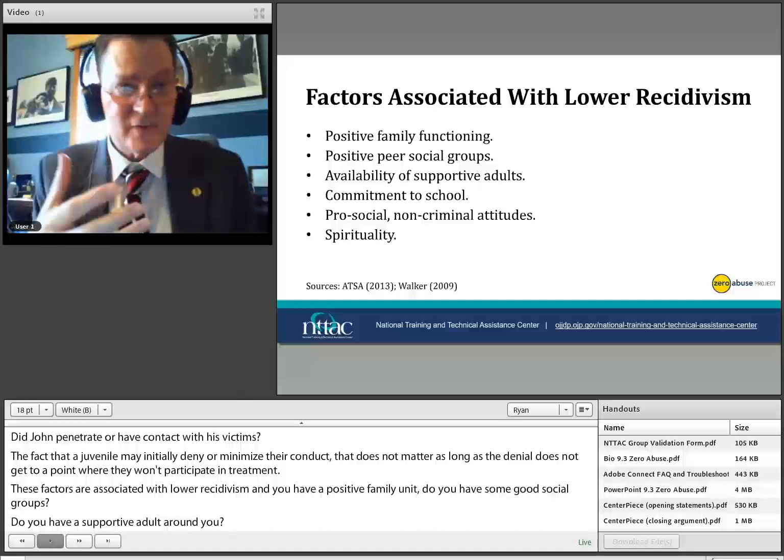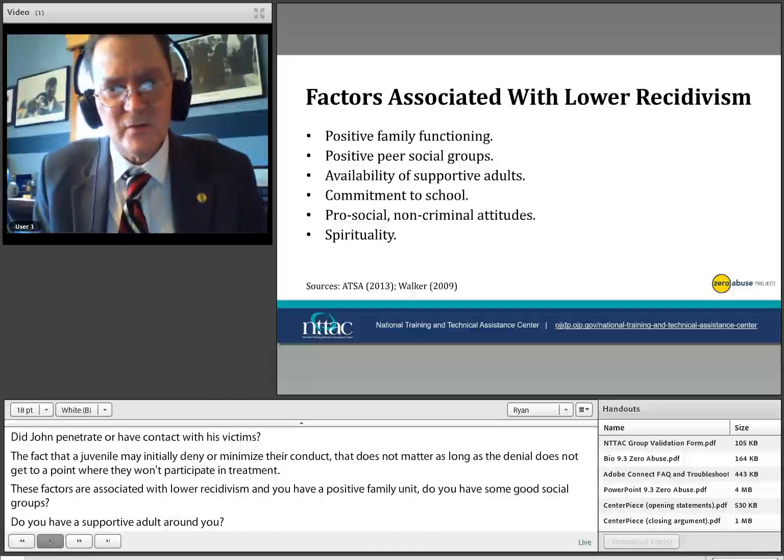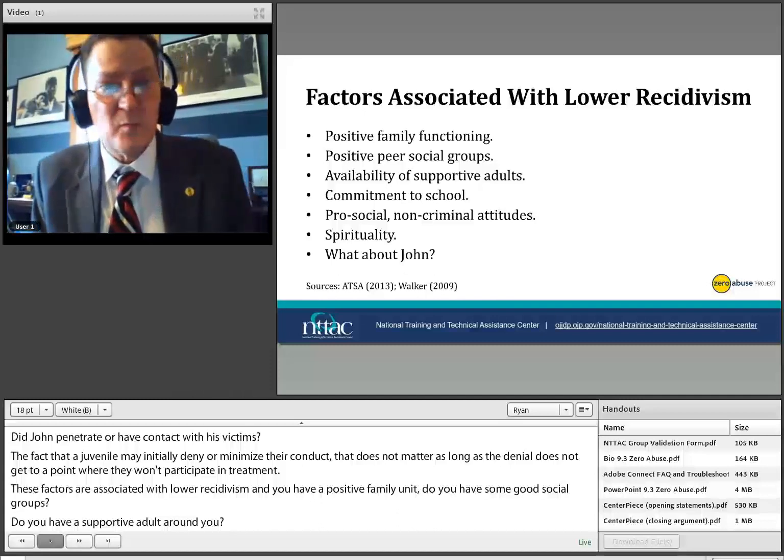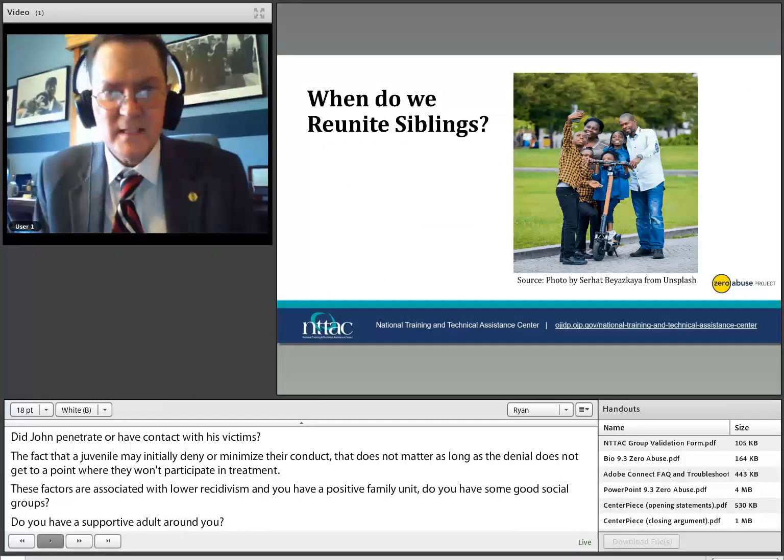These factors are irrelevant. Did John penetrate or have contact with his victims? The fact that a juvenile may initially deny or minimize their conduct, that doesn't matter as long as the denial doesn't get to a point where they won't participate in treatment.